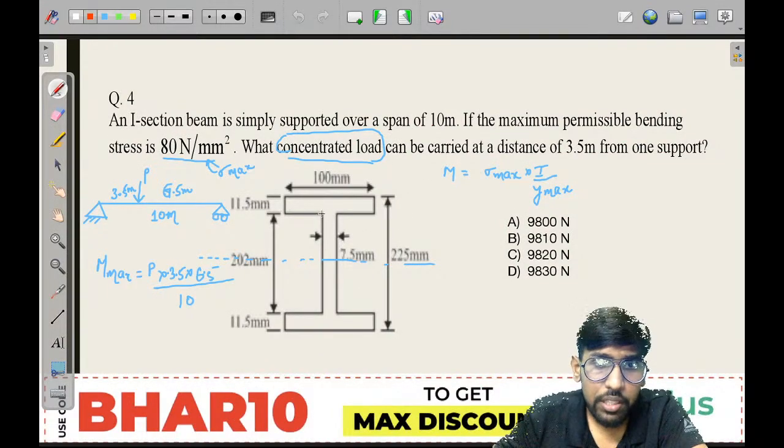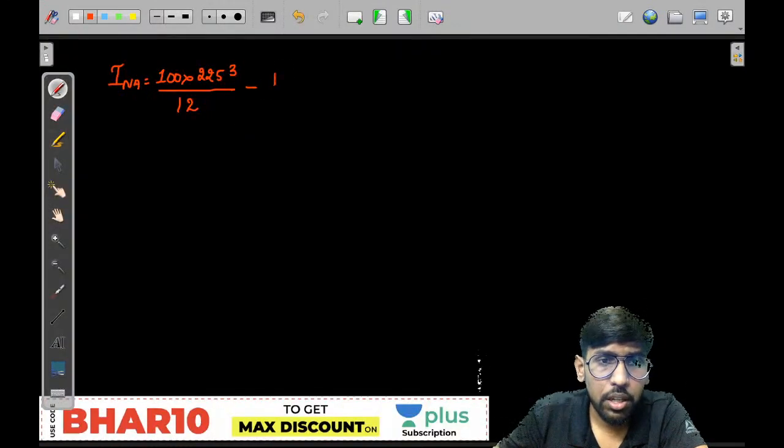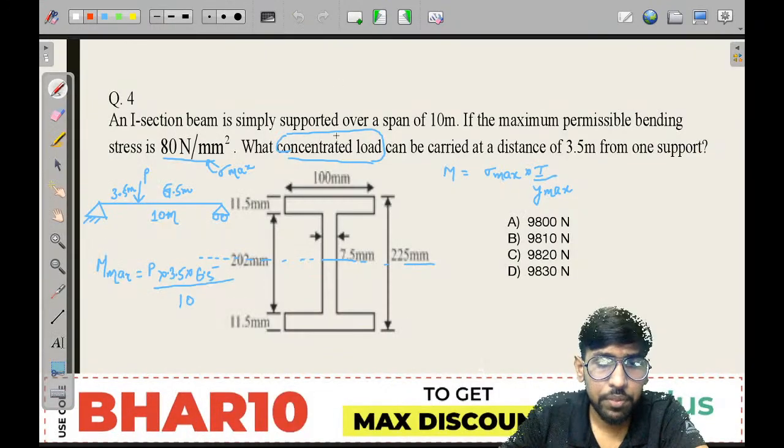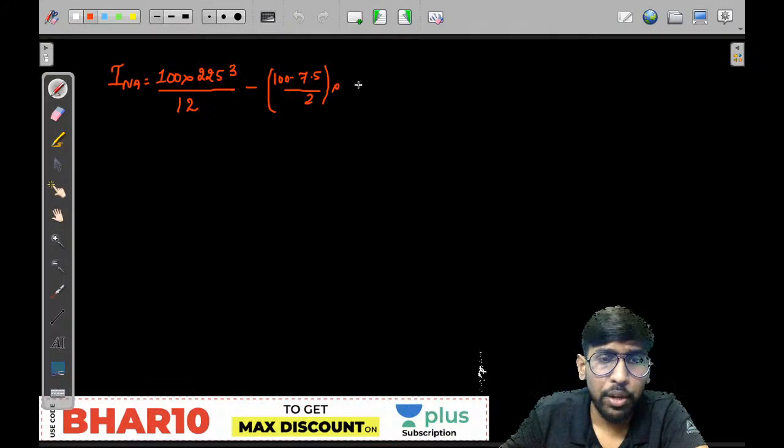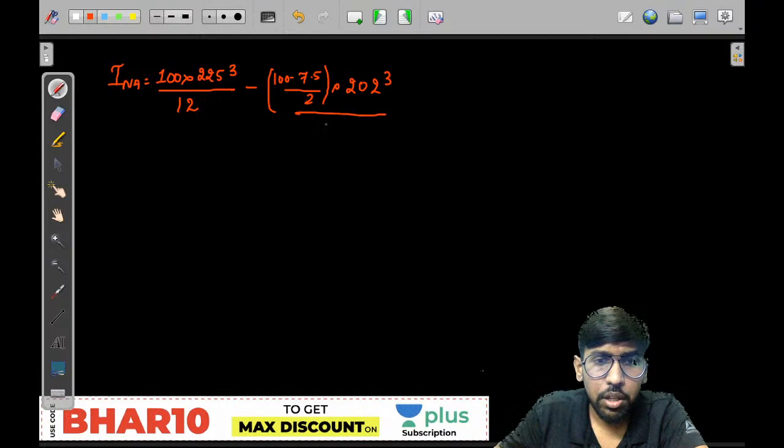We have taken that, now subtracting the extra portion. If I take only this one, what can we write? 100 minus 7.5 by 2, this is 202. So minus, 100 minus 7.5 by 2, multiplied with 202 whole cube, that is BD cube by 12. And this again is multiplied by 2 because two sides are there, so the 2 and 2 cancel out.